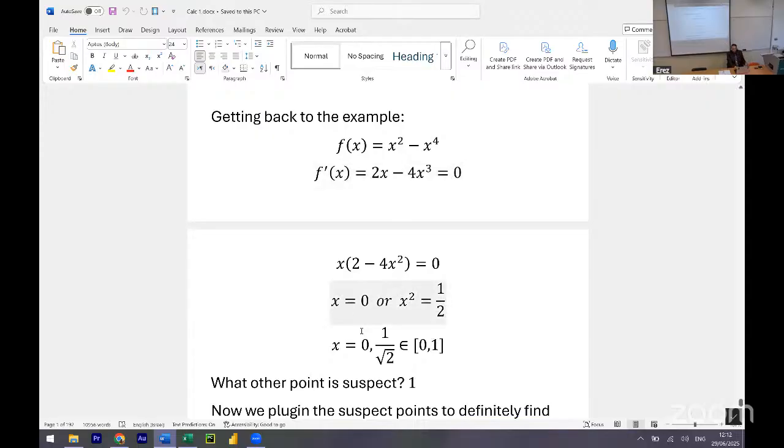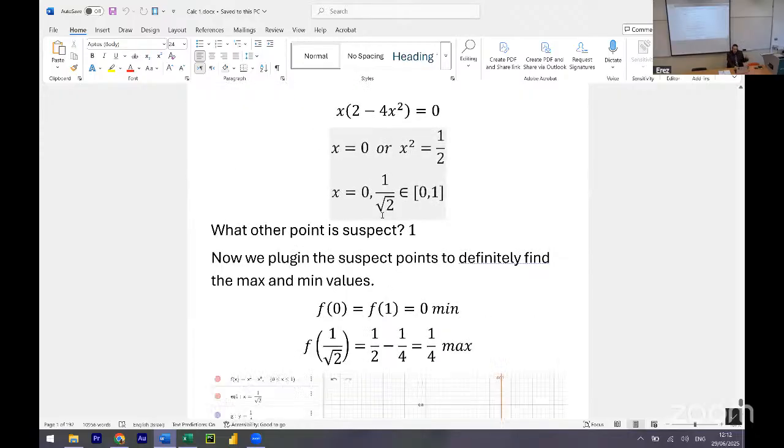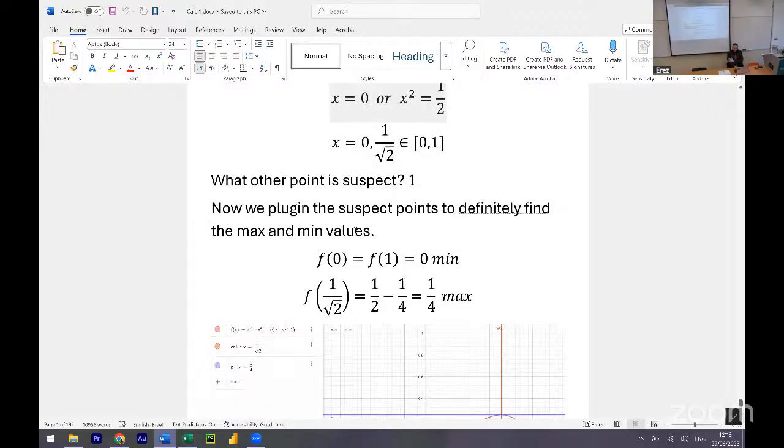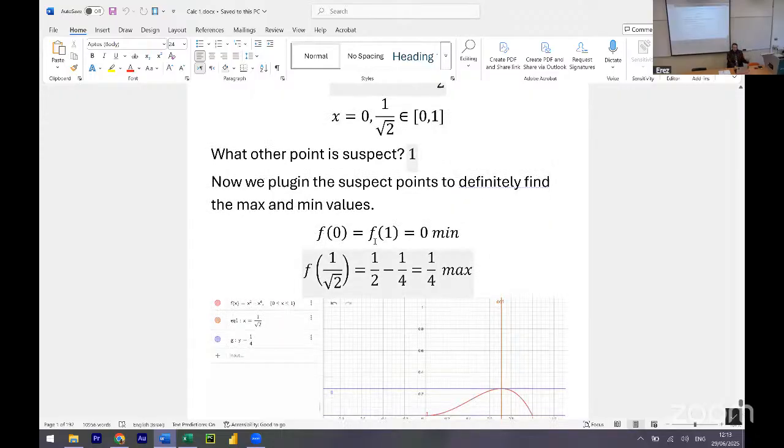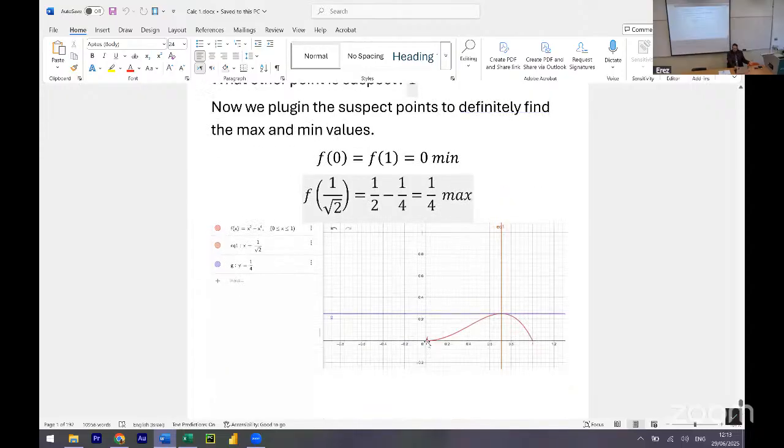And then we find all the suspect points. At 0 and 1 over square root of 2, the derivative is 0. 1 is the other edge. So the suspect points are 0, 1 over square root of 2, and 1. We plug them all into the function, and indeed we found that 0 and 1 are the minimum points, and 1 over square root of 2 is the maximum point. And we answered the analysis question, what are the maximum and minimum values of these functions.